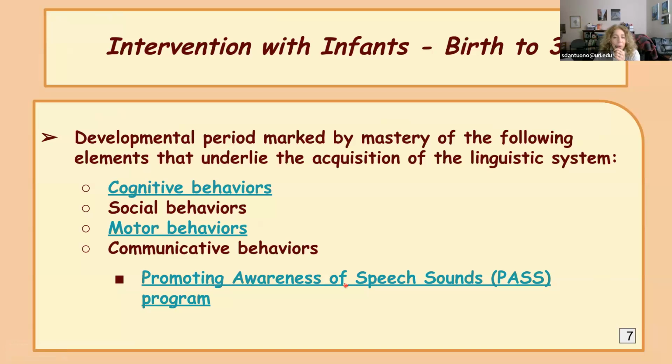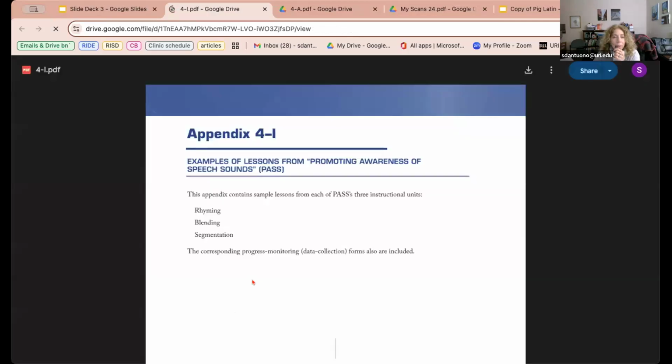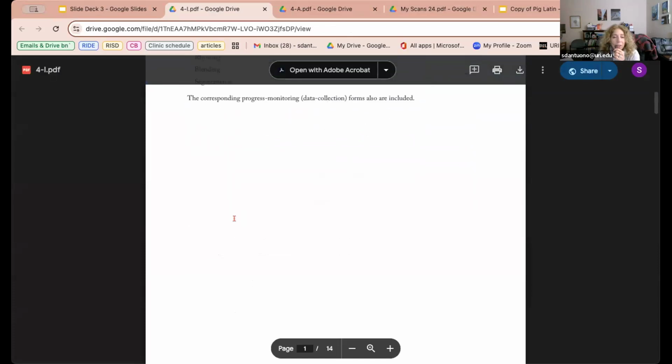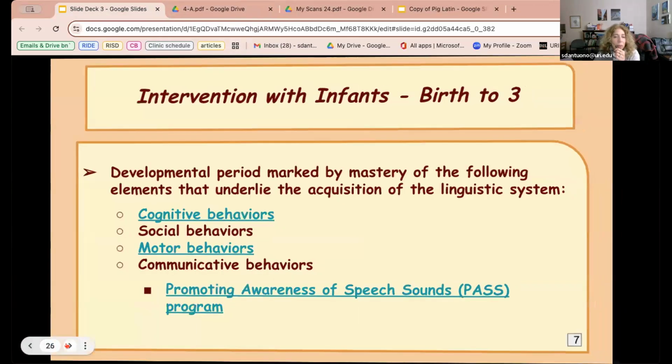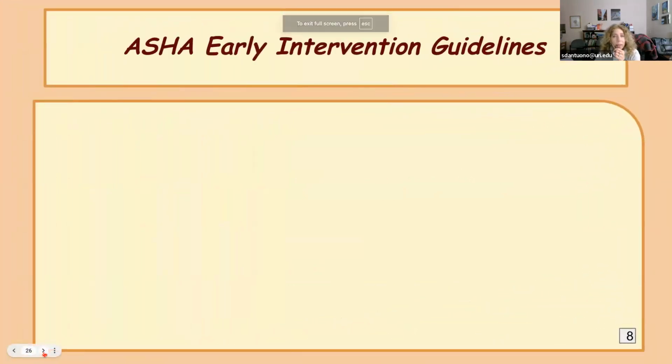And this is a program, the Promoting Awareness of Speech Sounds program. It's called the PASS program. These are links. When you see these, this just gives you information about cognitive development, motor development. And this is just this program here. It's promoting awareness of speech sounds using rhyming, blending, and segmentation, and it gives you an example lesson. So it's just good information, which is why I put these things here for you, so you have a reference point for when you go to clinic or when you're in clinic.